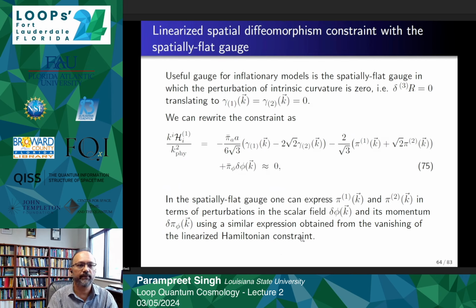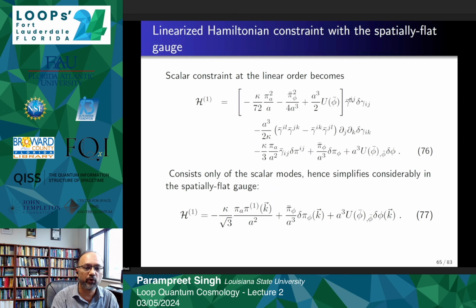Now, with the spatial diffeomorphism constraint, if you work in the spatially flat gauge, then the analysis becomes simpler. You can then take gamma 1 and gamma 2 to be 0, and then you can write down this equation, which is just the linearized spatially flat diffeomorphism constraint. And in the spatially flat gauge, one can express pi 1 and pi 2 also in terms of delta phi and delta pi phi. So the magic of the spatially flat gauge is that you can go to delta phi and delta pi phi immediately, and then the calculation becomes much simpler for the linear spatial diffeomorphism constraint, and also for the Hamiltonian and so on.